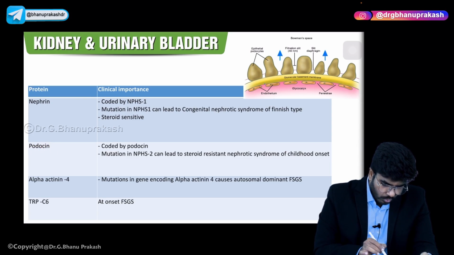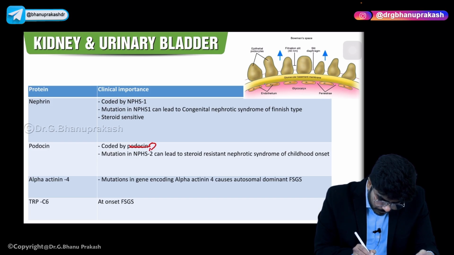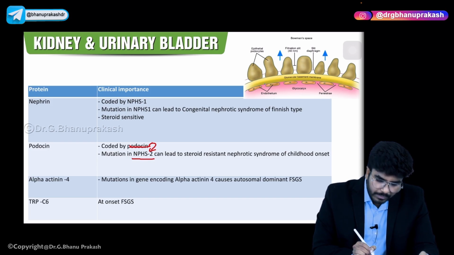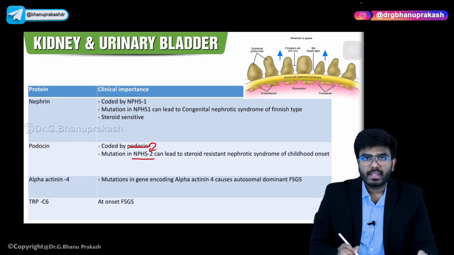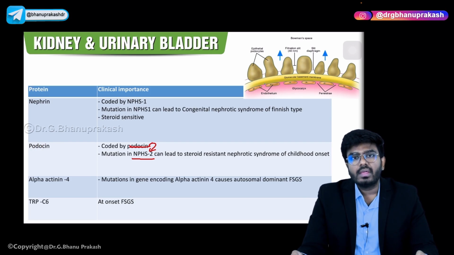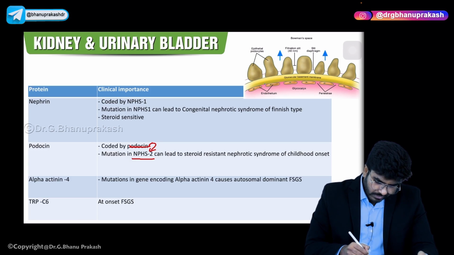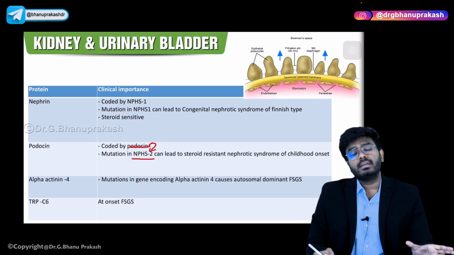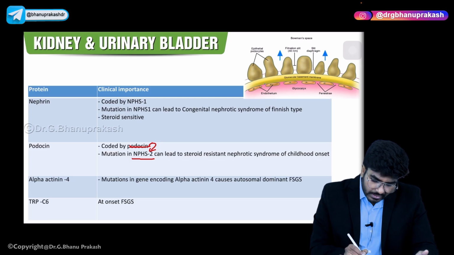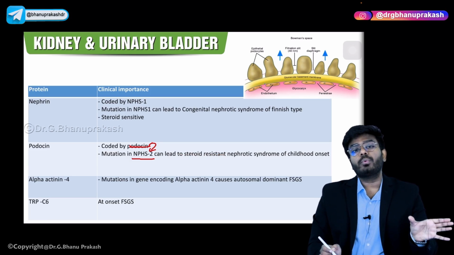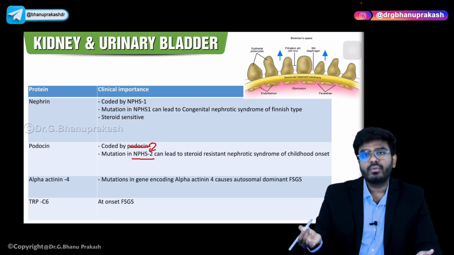Podocin is actually coded by NPHS2. Whenever there is a mutation in NPHS2, that will cause damage to podocin. When podocin is affected, again protein loss will be there, and this protein loss will cause again congenital nephrotic syndrome. Now, it's going to be a different disorder because this nephrotic syndrome due to podocin mutation is not steroid sensitive, but rather it is steroid resistant. So, whenever podocin is mutated, you are going to end up with steroid resistant nephrotic syndrome of childhood onset.